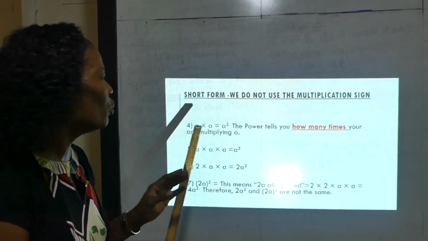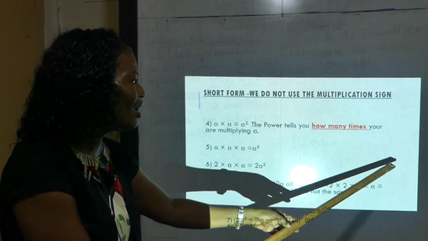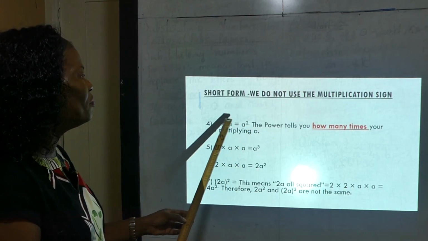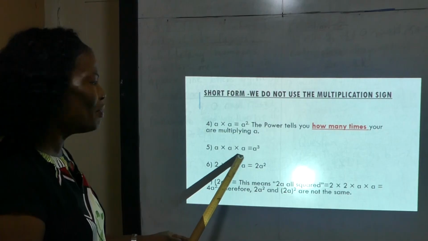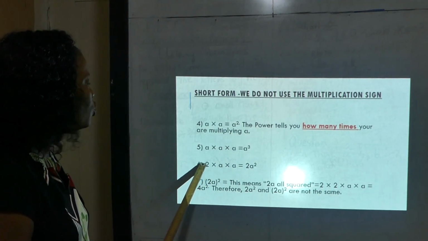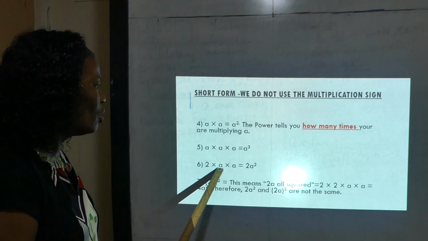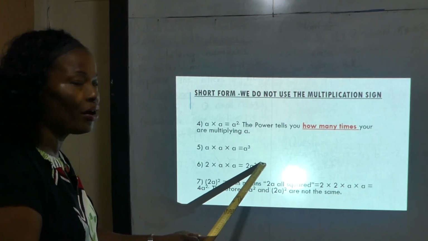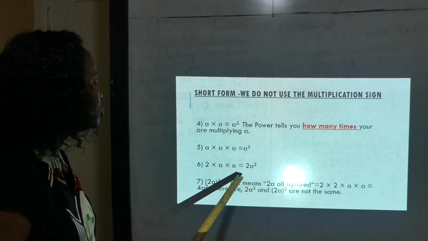We're dealing with powers now. A times A equals A squared. The power tells you how many times you are multiplying A. All right, so the power 2 tells me I need 2 A's to multiply. The power 3 tells me I'm multiplying 3 A's. But this is a bit tricky. 2 times A times A. We're really multiplying A times A only. We're not multiplying the 2. So the answer is 2A squared. A times A squared, and the 2 is multiplied by 1, which is 2.